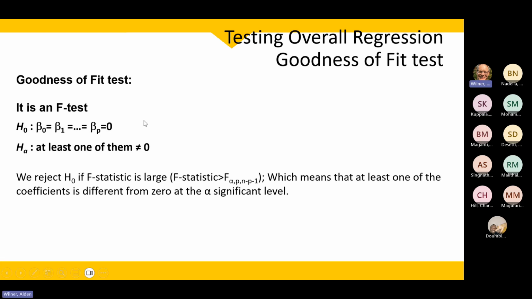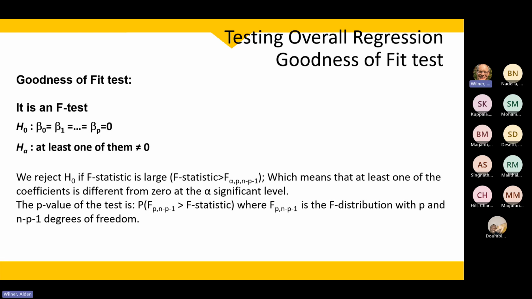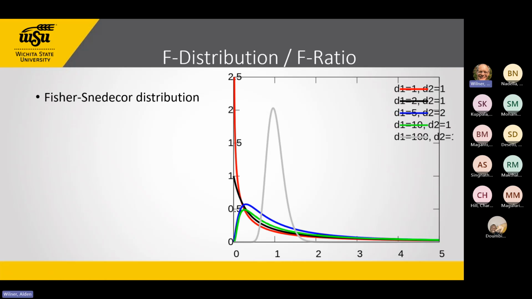We reject H0 if the F statistic is large, which means at least one of the coefficients is different from 0 at the alpha significance level. The p-value is F of p, n minus p minus 1, and those are two different degrees of freedom on the F distribution. If that's bigger than the F statistic we calculate, or the probability of seeing a statistic bigger than our value, is going to be our p-test. So go on to the next slide.